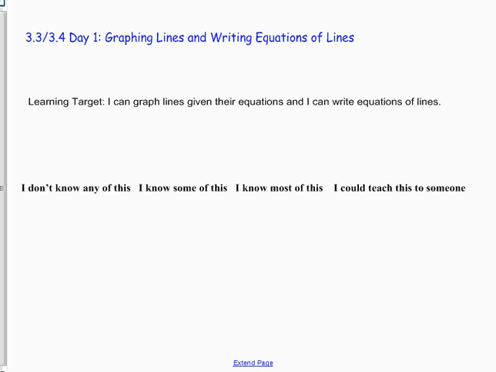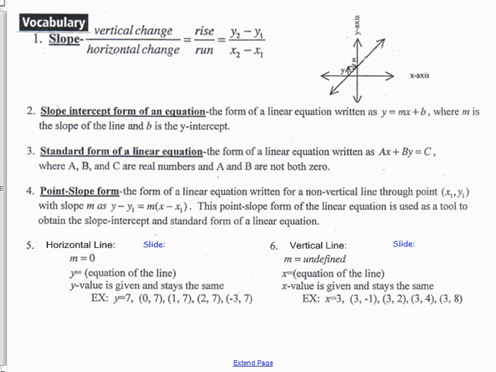Okay, so today we are talking about graphing lines and writing equations of lines. And this really should be a review for everybody. You did this in algebra last year. So let's move on. We are starting with our vocabulary. Everybody knows what slope is. That's counting rise over run, or the difference between the y-axis and the difference between the x-axis.